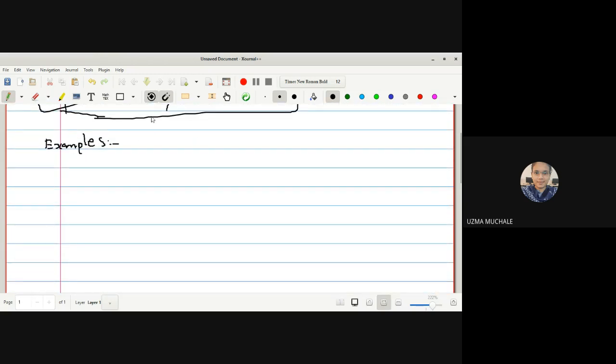Okay, why we say it is equations? Because as we studied, what is our equation? What is Euler-Lagrange's equation?